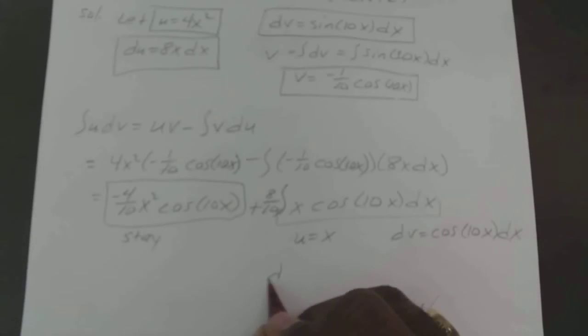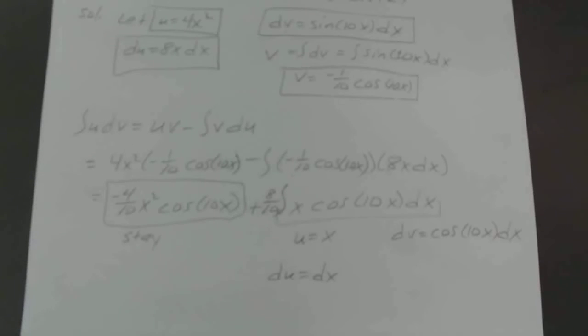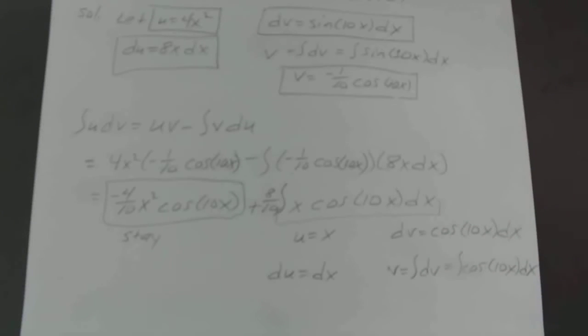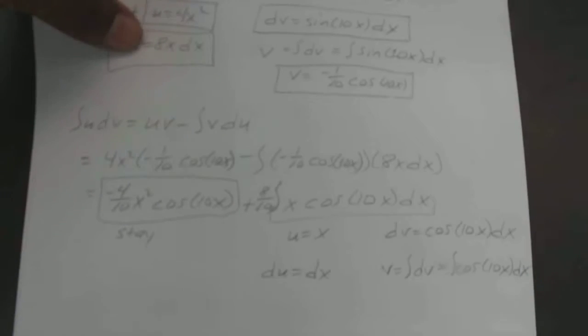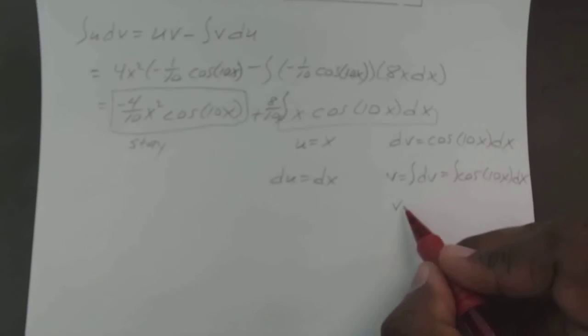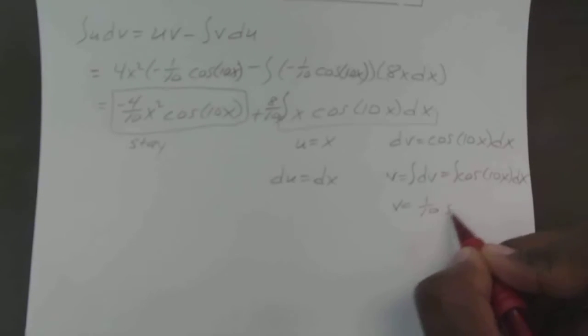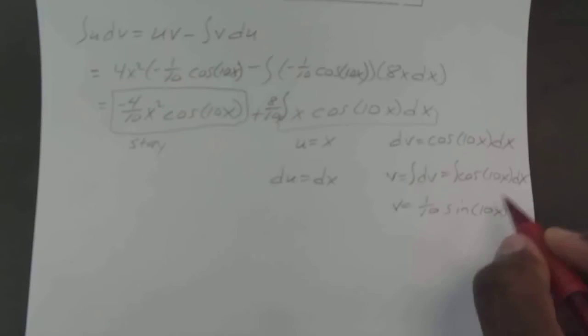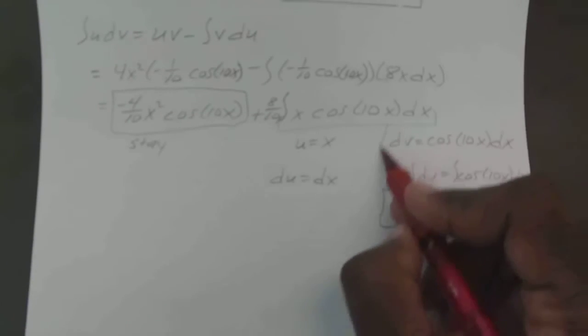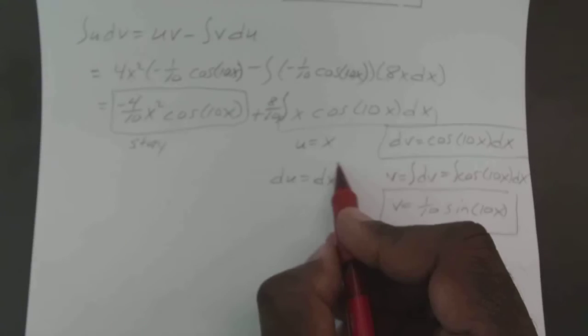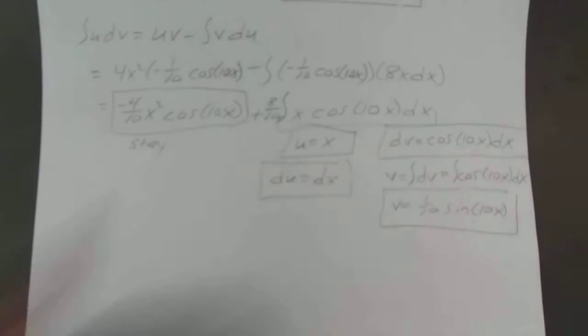Which means your du is equal to dx, and your v, which is the integral of dv, which is the integral of cosine 10x dx. Okay. Which means your v is equal to 1 over 10 sine 10x. Okay, so we have our v, our new dv, our du, and our u.